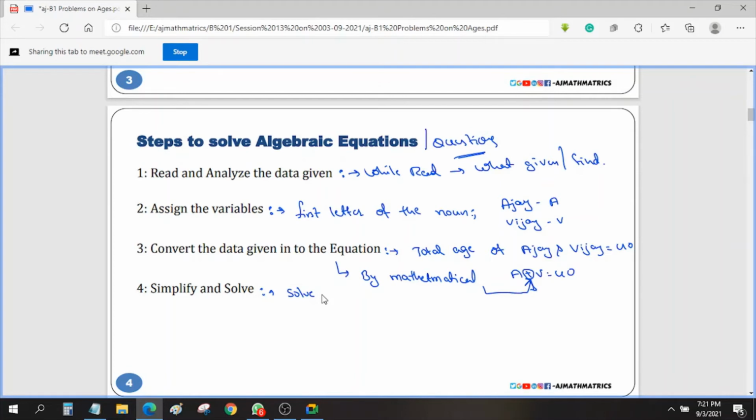It's like problems on ages questions, and time and distance, time and work questions. Okay, for every algebra question, the main 4 things we need to focus on are these: read and analyze the data. While reading, what we can analyze: what is given, what we need to find. That is about your analysis. Assigning the variable, taking the first letter of the noun as a variable. Third one, converting the data into the equation. How do we convert the data into the equation? By using mathematical operations. And simplify and solve. After converting the data into the equation, we can easily solve the questions.